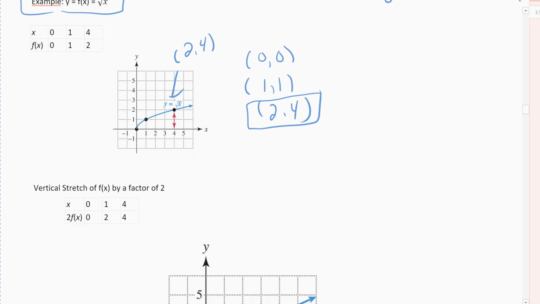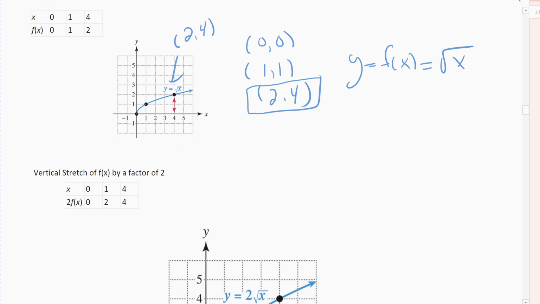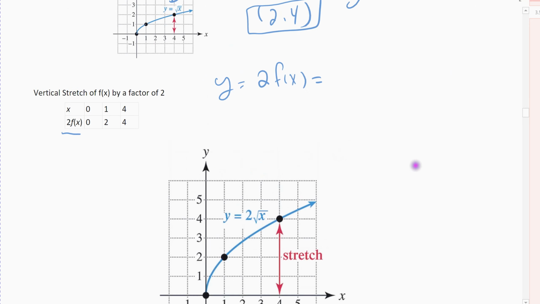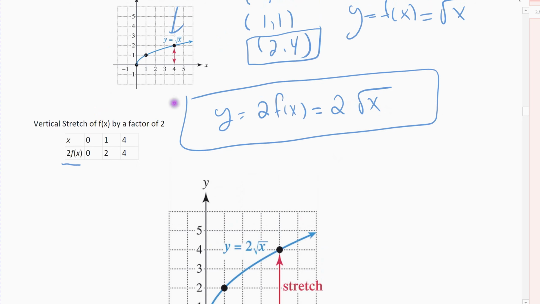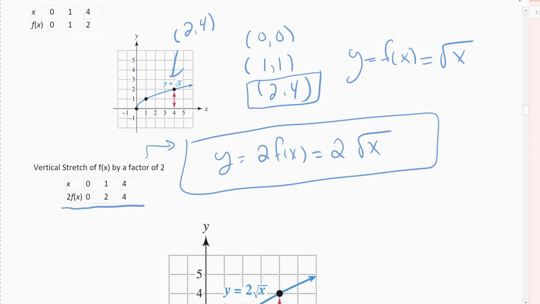So there's the original graph, f of x is the square root of x. The first one is going to be a vertical stretch. I'm going to stretch it by a factor of 2, which means I'm going to multiply my function by 2. So my new function is 2 times the square root of x. And that should stretch my square root of x function. All of my y values get multiplied by 2, and if you look here, that's what's happening.